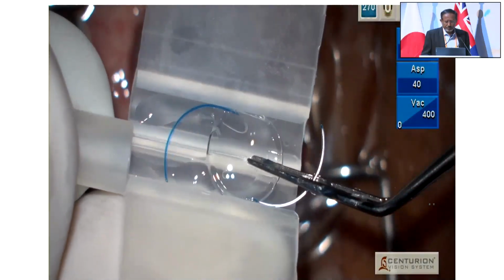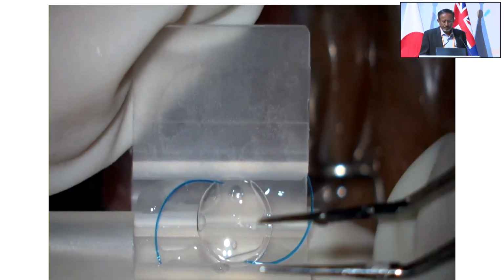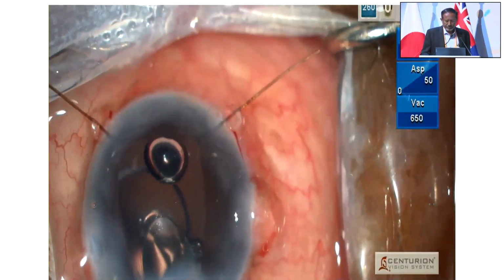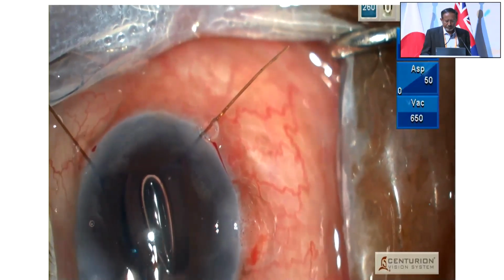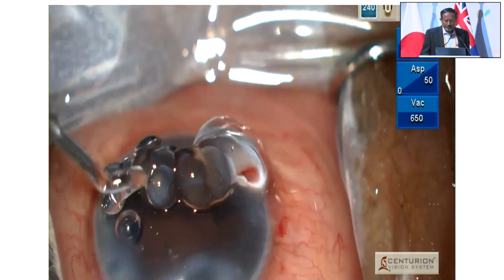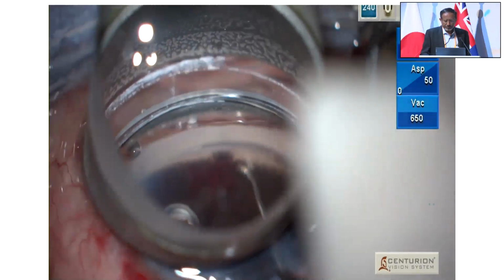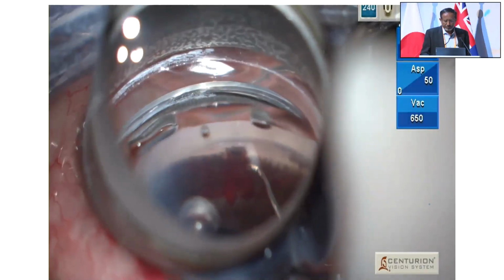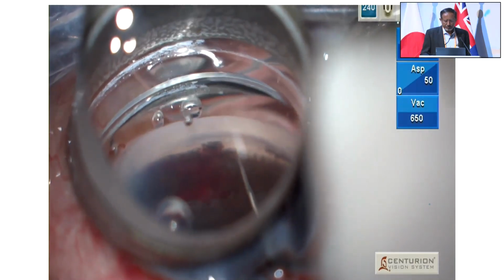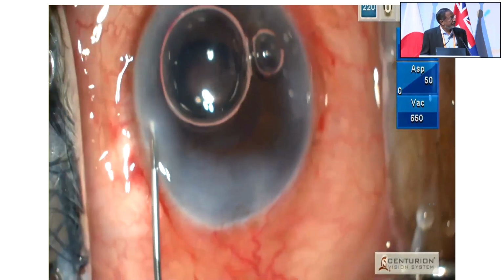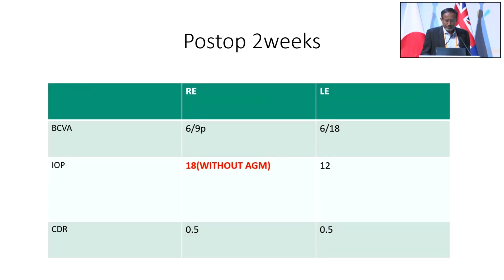A multi-piece intraocular lens was implanted in the bag. This was followed by goniosynechialysis and trabeculotomy using the Tanito microhook to complete the phaco-plus. At post-op 2 weeks, the patient had an IOP of 18 mmHg without medications.